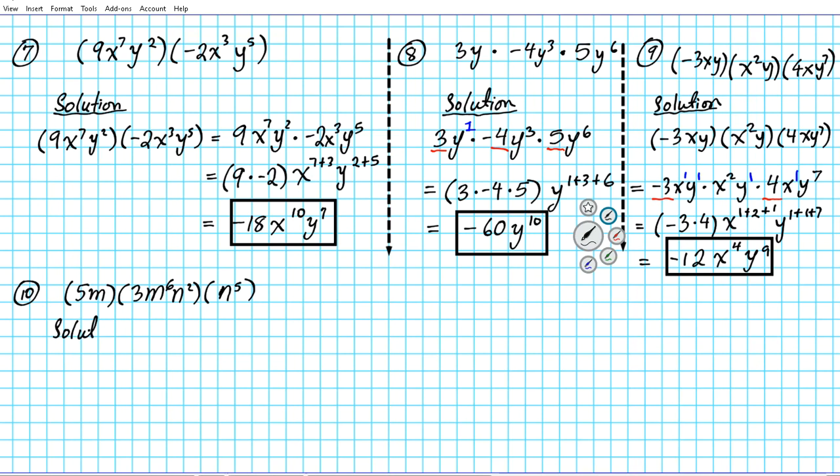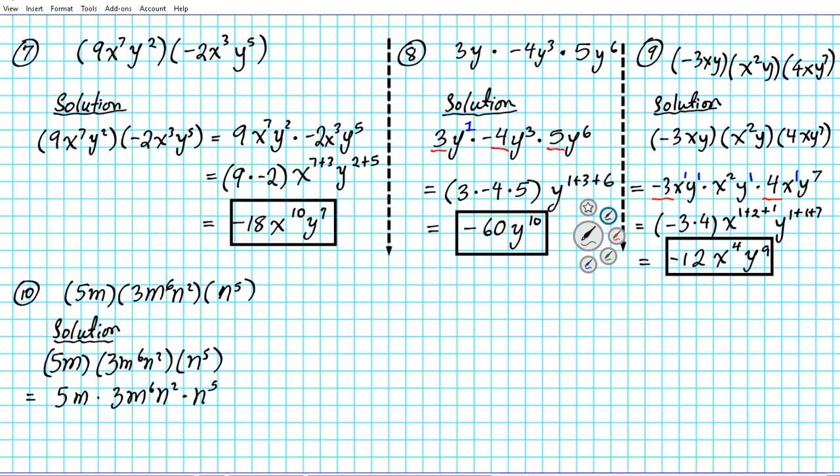So for this problem, we're going to follow the same procedure that we used for 8 and 9. This is just a product of 3 monomials. So we can just drop the parentheses, okay? So we have 5m times 3m to the 6th n squared times n to the 5th. When you multiply monomials, you can just drop the parentheses.